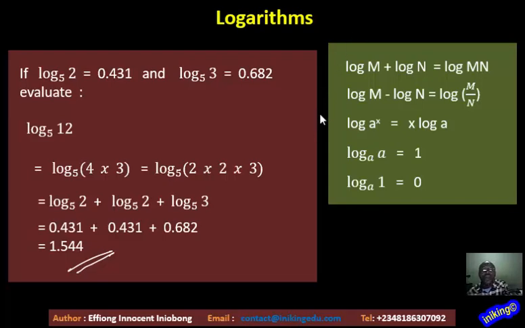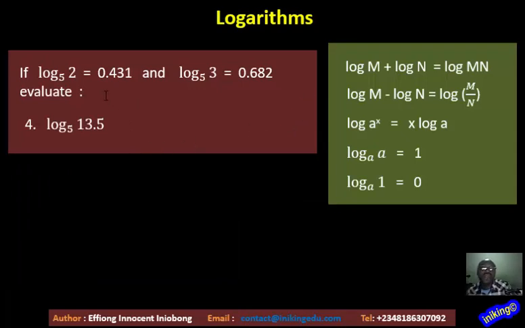Finally, next question, we have here again that we should use what? That log 2 to base 5 is equal to 0.431, log 3 to base 5 is equal to 0.682. Using these two values, we should evaluate the log of 13.5 to base 5. The problem now is how do we express 13.5 in 2s and 3s?